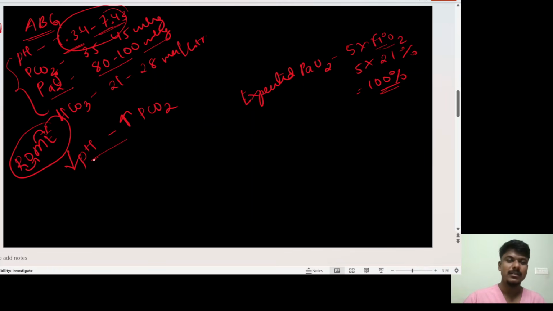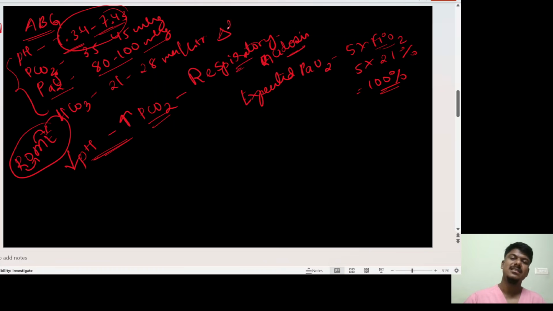So what are you going to diagnose this patient as? Is the patient having respiratory or metabolic acidosis? The patient will be having respiratory acidosis. We diagnose the patient as respiratory acidosis.